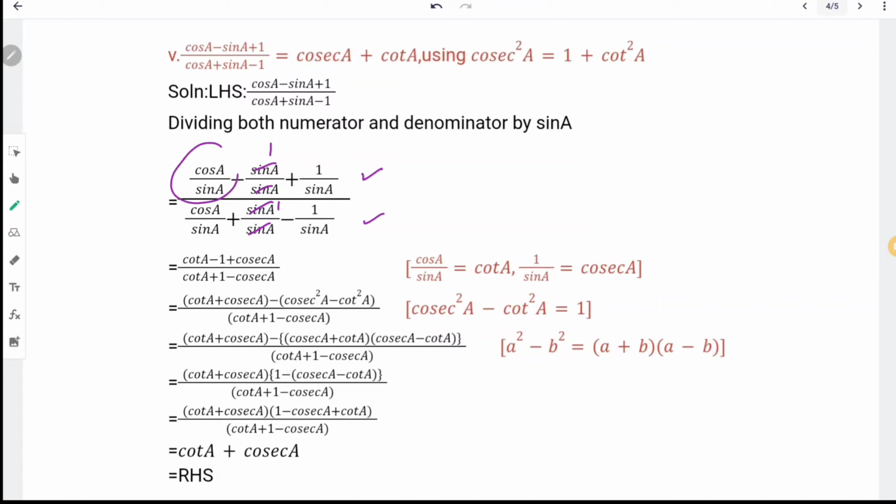So when we look at this cos a by sin a, we already know it is cot a, so I've written cot a, then minus 1. Same thing, 1 by sin a equals cosec a, right? So I've written it down here. We'll do the same thing with the denominator, so we're going to get what? Cot a plus 1 minus cosec a.